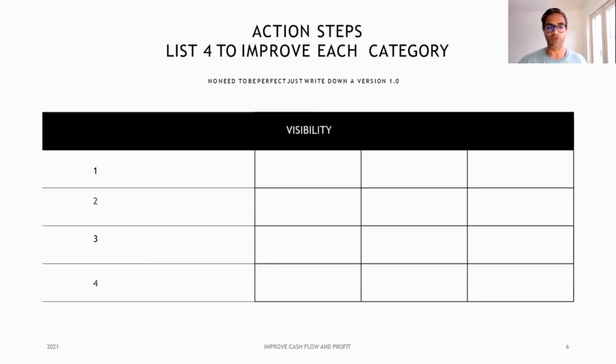The first part is the visibility component. You know why you want visibility of the numbers in your business. What are 4 ways? I'm going to challenge you. Most people do 3, but we're going to do 4. What are 4 steps that you can take, relevant to your business, to increase the visibility of your business? This is going to be very business specific. I'll just give you a couple of examples.